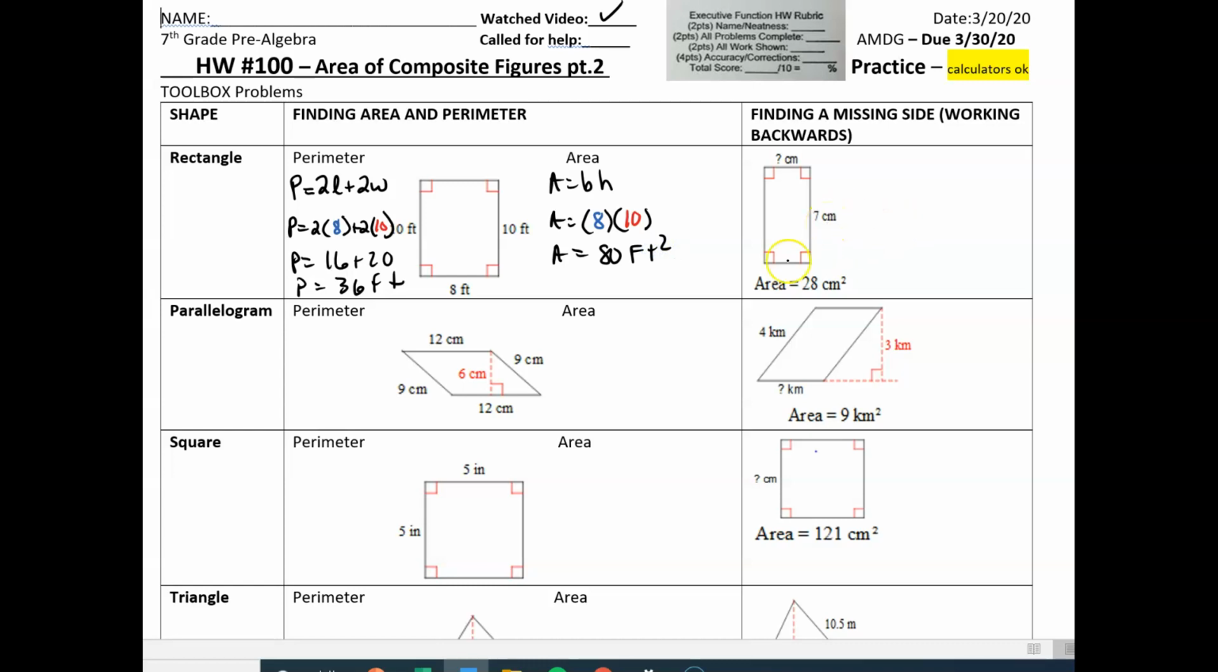Working backwards with area, the first thing you always want to do is just write down the formula. A equals base times height. And this time I'll give you one of the numbers that you need, but I'll also give you the area. So notice I give you the area of 28. So 28 is equal to, it doesn't matter if I give you the base or the height. In this case, I gave you the height, so just 7, and then just put x for the guy that you need to solve for. It's a one-step equation. So all I'm going to do to both sides is divide by 7, and I'll get x is equal to 4, meaning the question mark here, or the base in this shape, is 4 centimeters long.